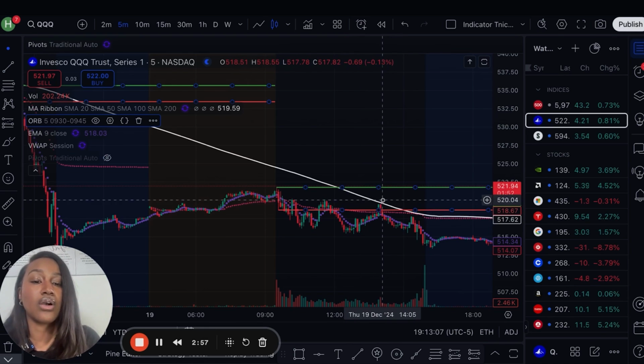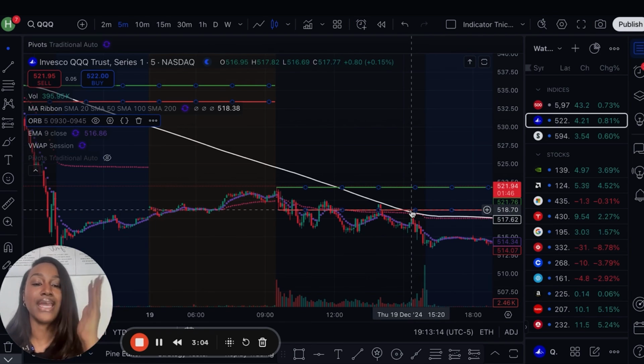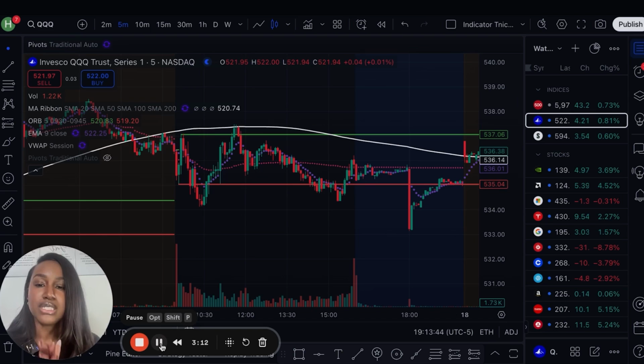Or if you entered into a call, you would have gotten burned. And as you can see again, later on in the day, it also approached the 200 and rejected again. So this is another example of the 200 being an awesome pair and keeping you safe.